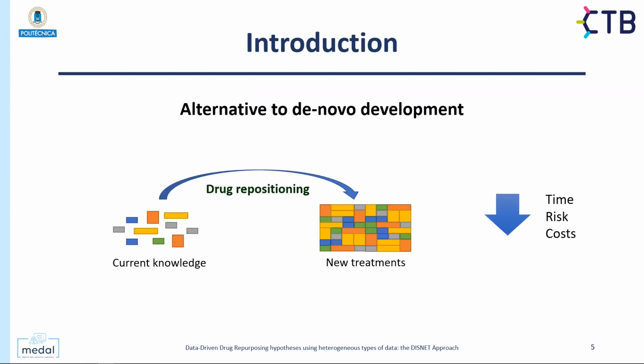There is an alternative to this approach, called de novo drug development, which is what is called drug repositioning or drug repurposing. The idea is that, with the current knowledge that we have and the treatments that we already know are working for given diseases, we try to find a new use. So we have a drug that is used for one disease. Can we use this drug in another disease? That's the question, and it's what drug repurposing is trying to do. This reduces the time, reduces the risks, and reduces the cost. So it's a win-win situation.